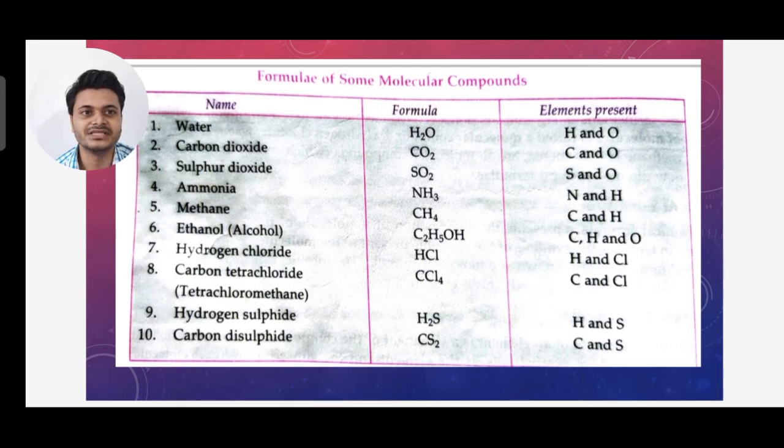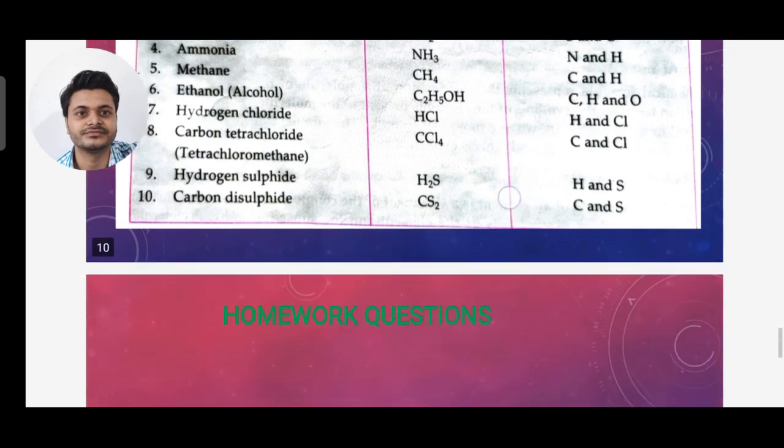Next is methane, CH4, meaning presence of carbon and hydrogen. Ethanol or alcohol, formula C2H5OH, includes carbon, hydrogen and oxygen. Hydrogen chloride, HCl, includes hydrogen and chlorine. Carbon tetrachloride or tetrachloromethane, CCl4, includes carbon and chlorine. Hydrogen sulfide, H2S, includes hydrogen and sulfur. Carbon disulfide, CS2, includes carbon and sulfur.